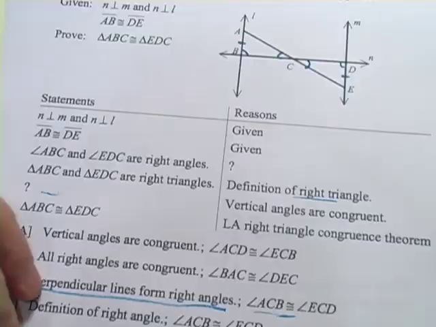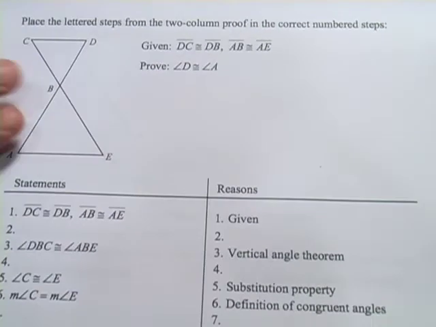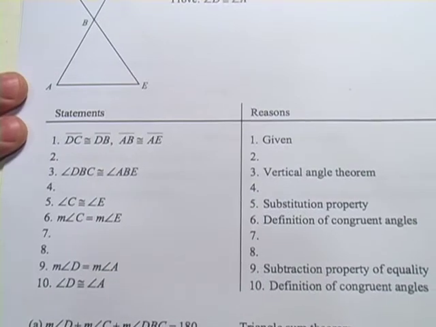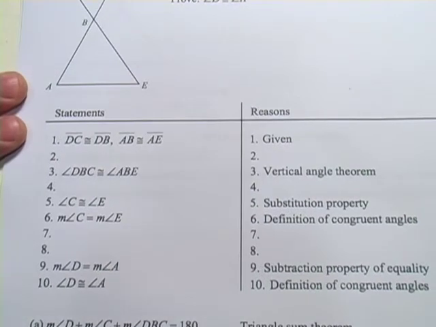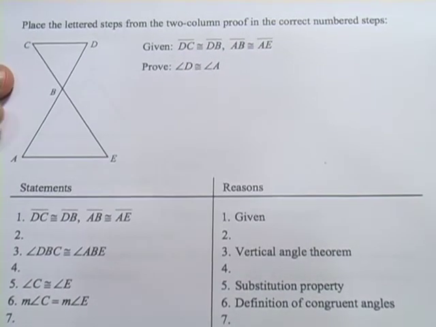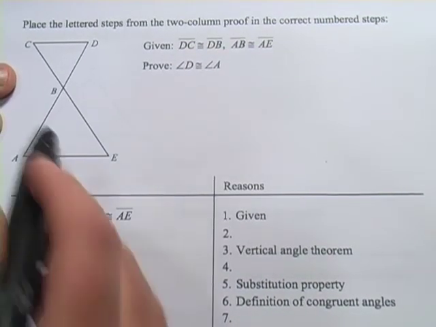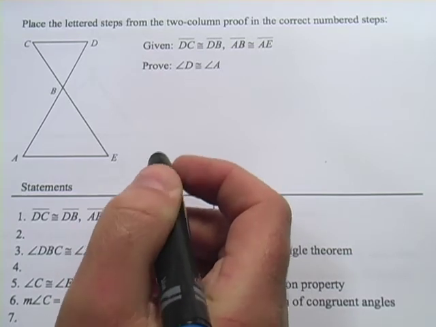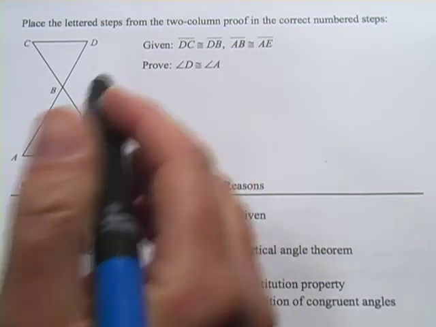Let's do one more. And this one is much more involved. What you'll see here is we've got 4 different missing statements and their reasons. So a little bit tougher. But before we look at that part, let's just look at what we've got here and figure out how we might think about this before we get to the proof.